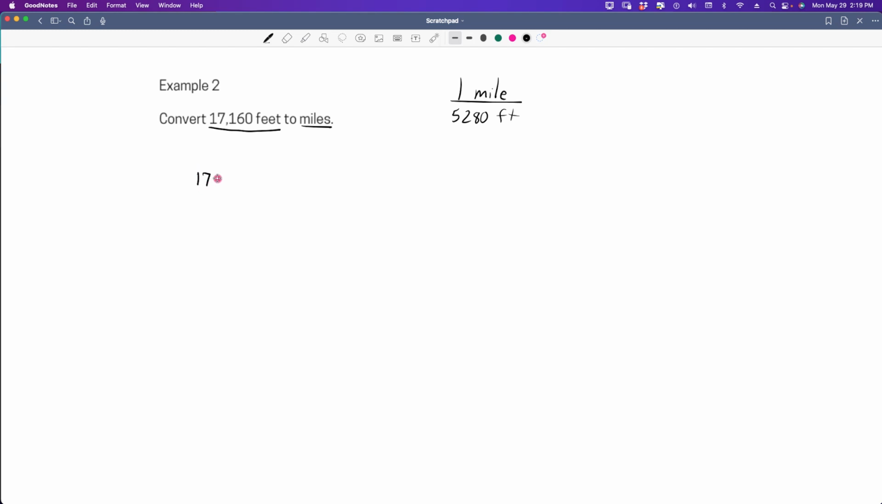So first off, I'm going to write this as a fraction. And then I'm going to use this unit of reference with feet in the denominator, which is the way it's already written. So 1 mile over 5,280 feet. All right, and then that allows me to cancel out feet. Now my unit of measure is miles. So I have 17,160 over 5,280. And whatever that number is going to end up being miles.